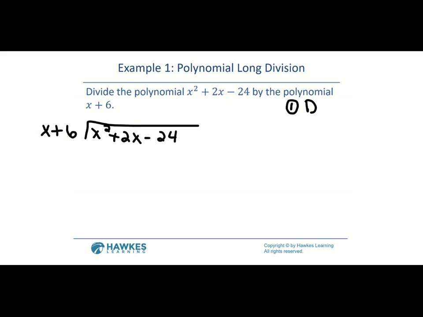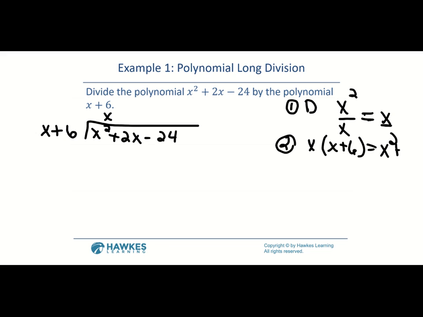And we are going to divide x squared, so the first term in the dividend, by the first term in the divisor. So we're going to divide it by x. And x squared divided by x gives us x. So I'm going to put that up top there. Now we are going to multiply. So I'm going to do x, which is the result here, times my entire divisor, x plus 6, and that gives me x squared plus 6x. Now step 3, we're going to subtract.